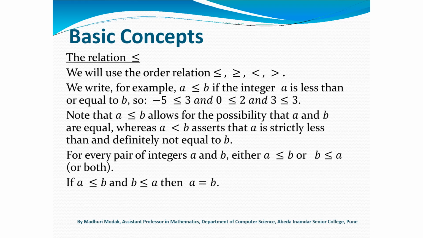Now, one important point about any two numbers a and b, or any two integers a and b, is that a is less than b, or a is greater than b, or a is equal to b. Now, for every pair of integers a and b, either a is less than or equal to b or b is less than or equal to a, or both. And when both happen, it means a less than or equal to b and at the same time b less than or equal to a, then we can say that a equals b.